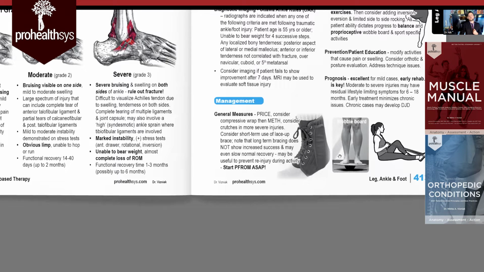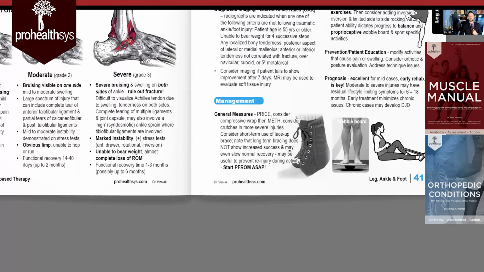Consider a short-term lace-up brace. These are excellent. And in fact, if they have a high boot, even a boot can work well for this. It doesn't have to be a separate lace-up brace unless they are trying to play their sport at the same time. Increased success may be, just wait. Note that long-term bracing does not show increased success and may slow normal recovery.